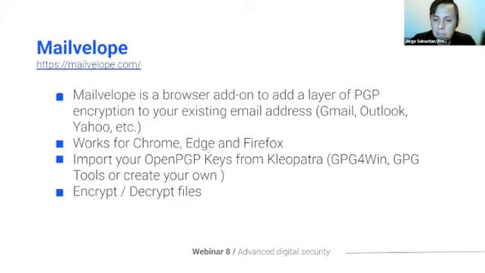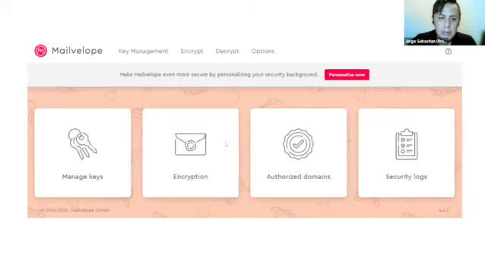As I said, this works for Chrome, Edge, and Firefox. And you can also import existing keys from other suites. If you already have Kleopatra or GPG Tools for Mac, you can use those same PGP keys and put them into Mailvelope. And of course, with Mailvelope, you can also decrypt and encrypt files.